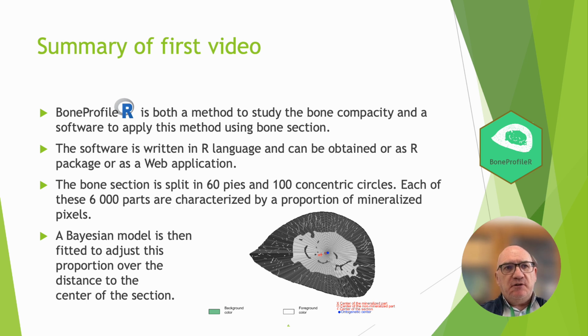The bone section is split in 60 pies and 100 concentric circles. Each of these 6,000 parts are characterized by a proportion of mineralized pixel, and a Bayesian model is then fitted to adjust this proportion over the distance to the center of the section.